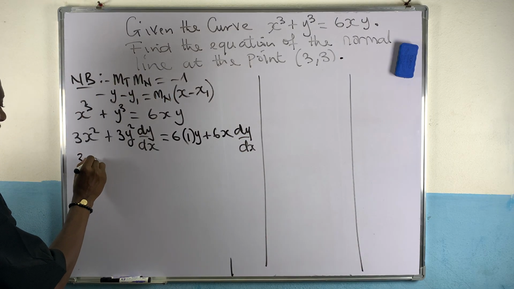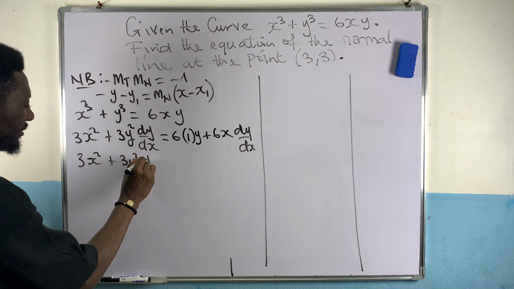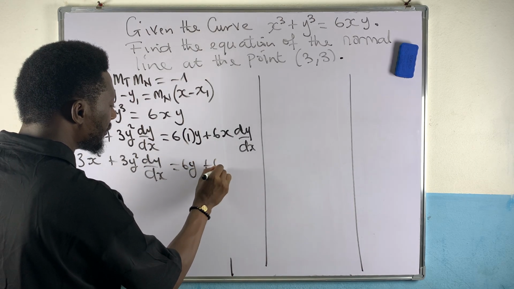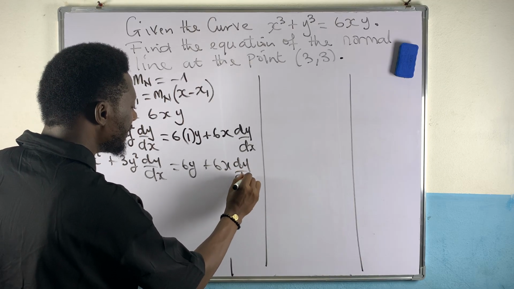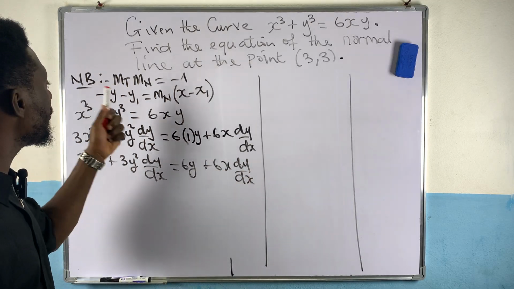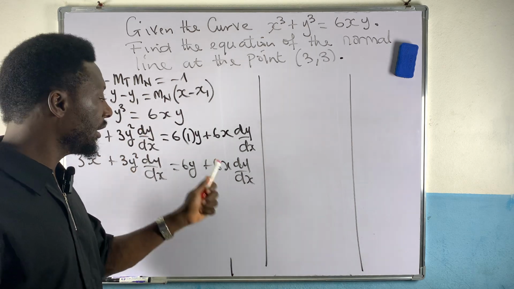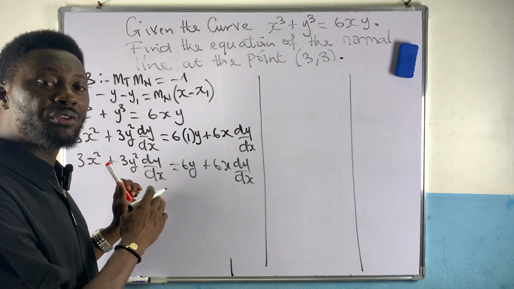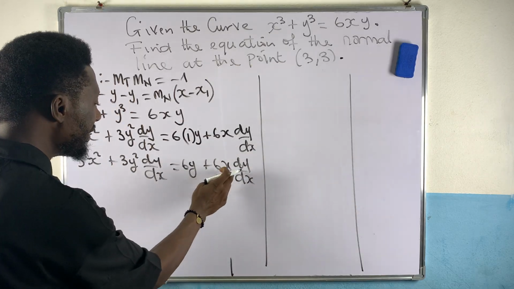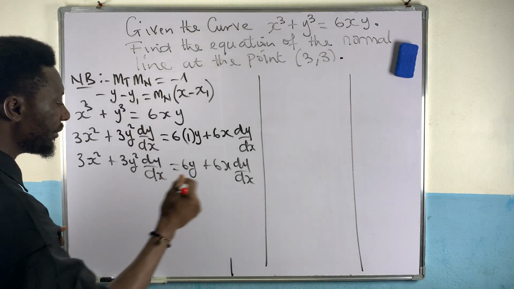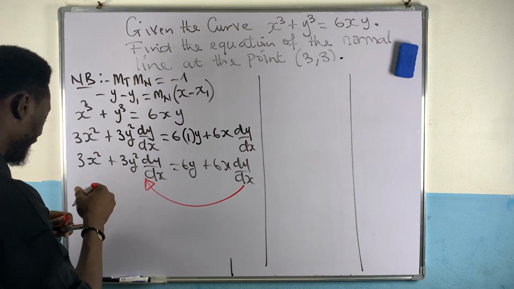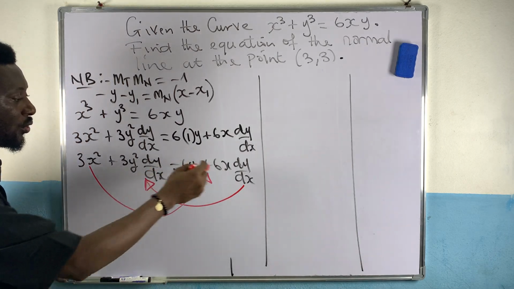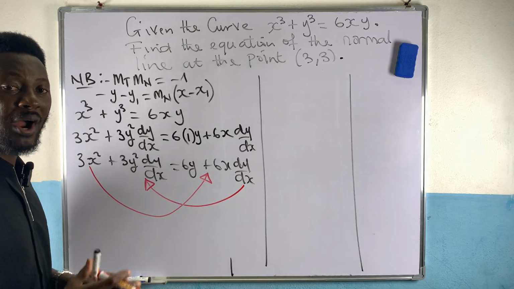So my 3x² + 3y² dy/dx should be equal to 6 times 1 times y, which is 6y, plus 6x dy/dx. Since dy/dx is what gives you the gradient of the tangent function, I'm going to take everything that has to do with dy/dx to one side, and every term that does not contain dy/dx, I take to the other side. So I will bring this term this way, then I will take 3x² the other way, because the objective is to have a function in terms of dy/dx.